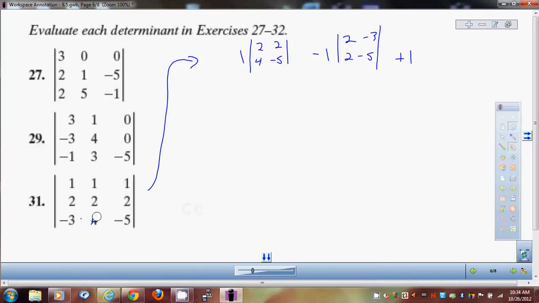What do you think is going to be the minor of the third one? That's right. Very good. Now from here it's just 3 second order determinants.